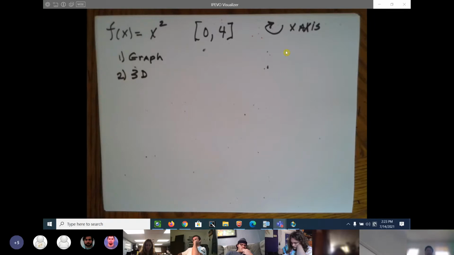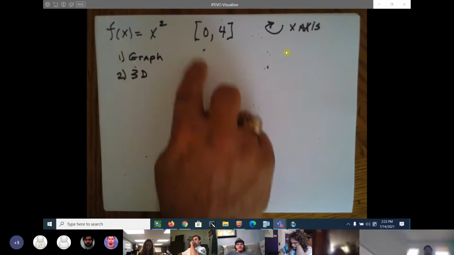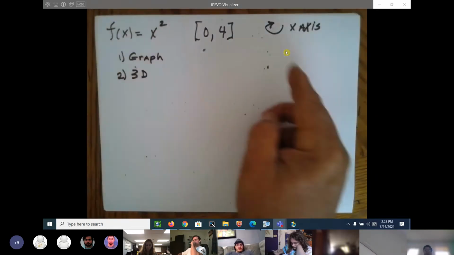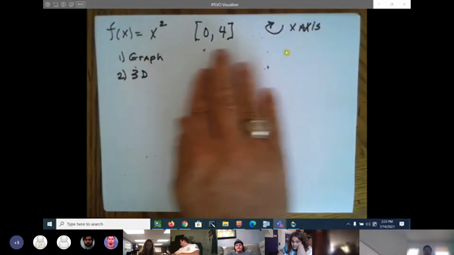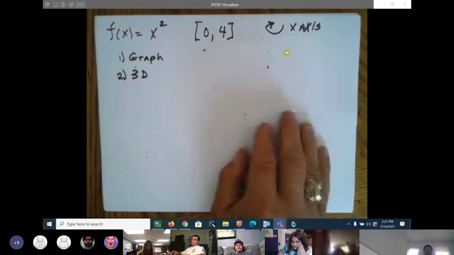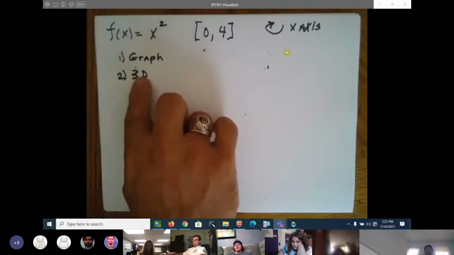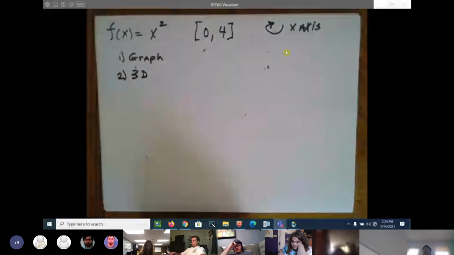Graph it, measure it, go by the 0, 4, and then draw a disk around the x-axis because that's the way it's rotating. And then over by the side of the graph, I want you to draw a picture of what it would look like in 3 dimensions. You've got to get used to this. Those people that don't know how to draw, you're going to have to get used to it. If you're going into statics and dynamics, you're going to have to.